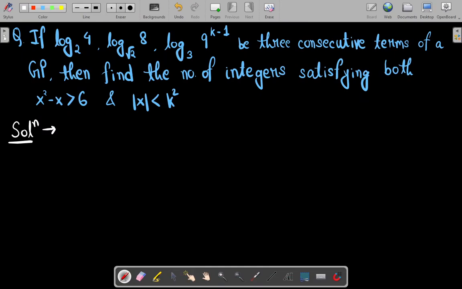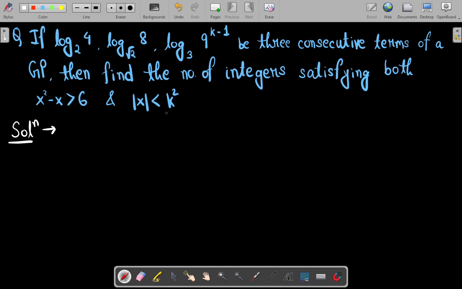Hello everyone. In this question, it is given that if log 4 base 2, log 8 base square root 2, and log 9 raised to the power k minus 1 to the base 3 are three consecutive terms of a geometric progression, then we have to find the number of integers which satisfies the inequalities x square minus x greater than 6 and mod x is less than k square.